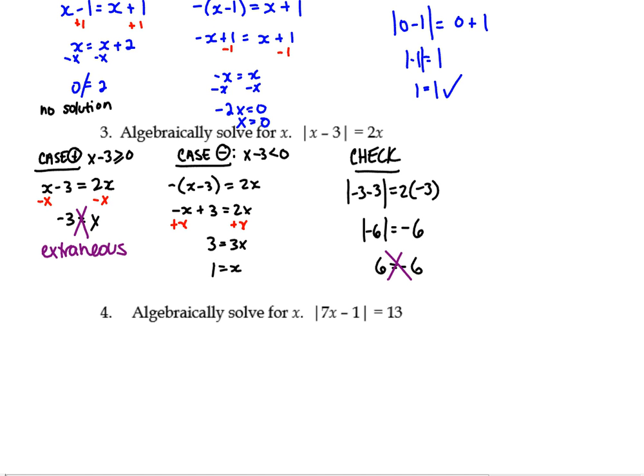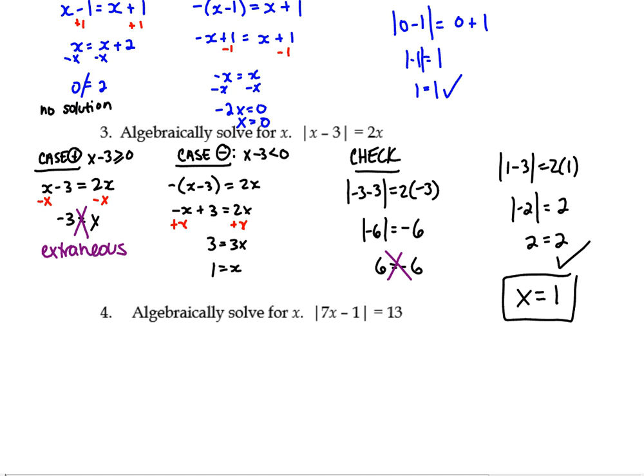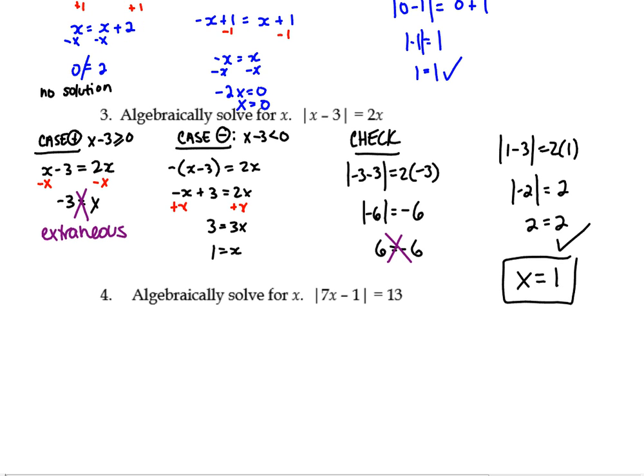And now you check with x equals 1. 1 minus 3, does that equal 2 times 1? Well, 1 minus 3 is negative 2. What's the absolute value of negative 2? 2. So our only answer is x is equal to 1. Are you now ready to try? Okay. Try number 4.